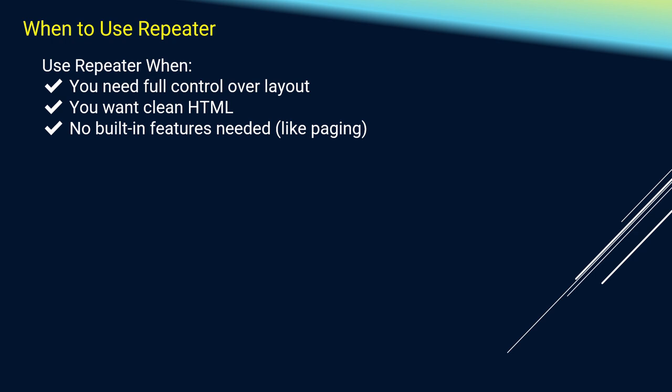Use a repeater when you want complete layout control. Unlike GridView or ListView, it doesn't add extra markup, perfect for clean HTML or custom designs. But note, it doesn't have built-in paging or sorting. You have to code those manually.